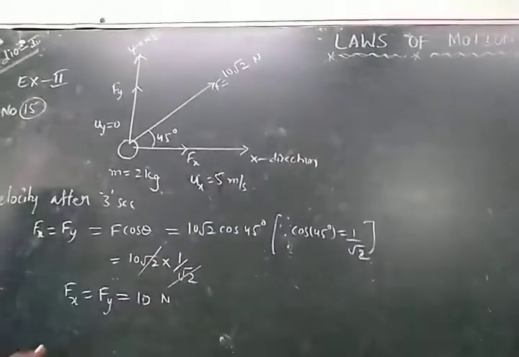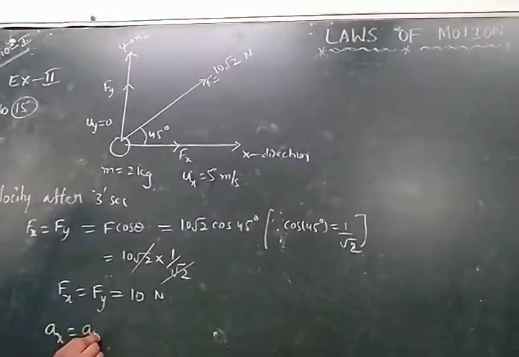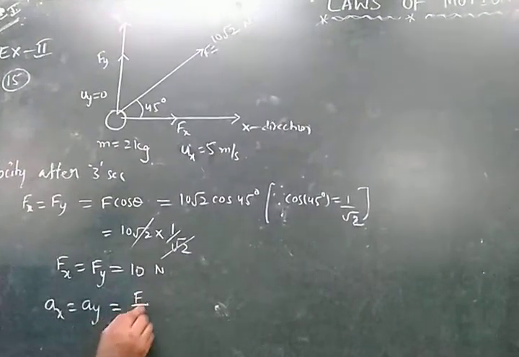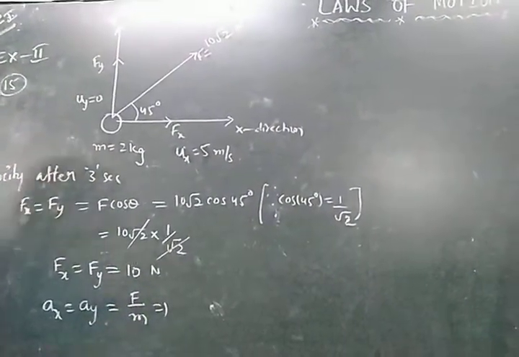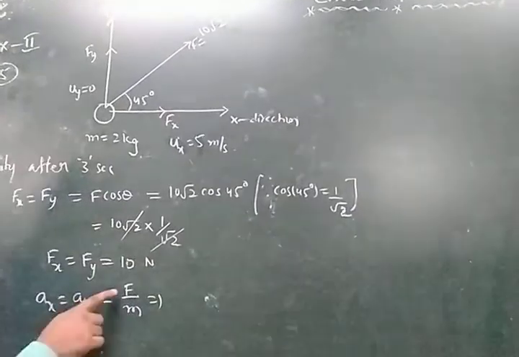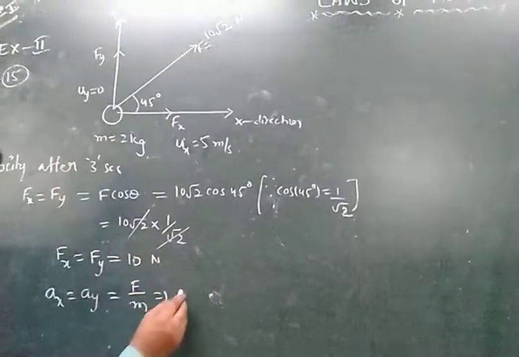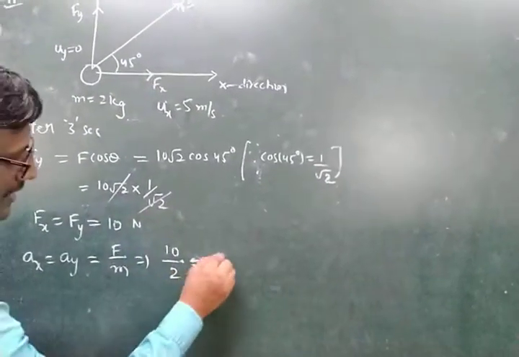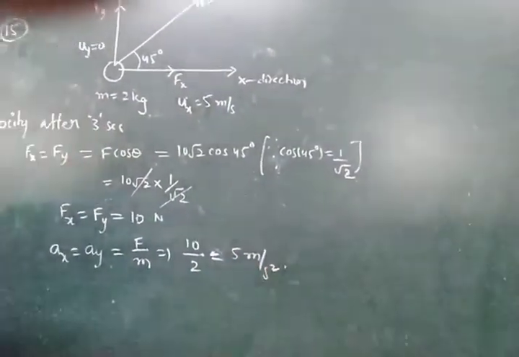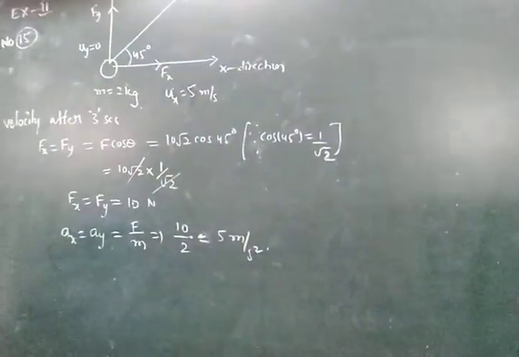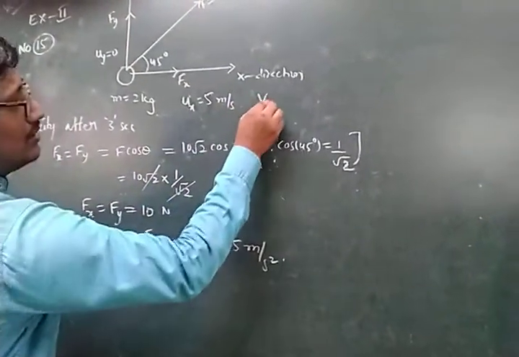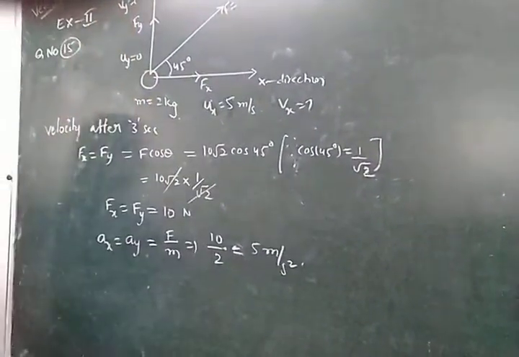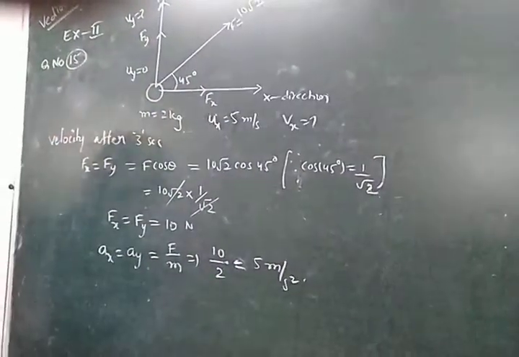Similarly, we can find the acceleration. ax is equal to ay, which is force by mass, 10 by 2, that is equal to 5 meters per second square. Then we can find the final velocity along the x-axis and along the y-axis. After that we can find the resultant of Vx and Vy.